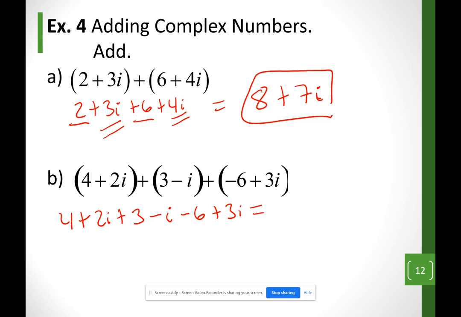Now let's take a look at the real part. Anything that does not have an i. So I have 4 plus 3 minus 6. Now 4 plus 3 minus 6 is 1. Now let's take a look at the imaginary part. Everything with an i. 2 minus 1 plus 3. That should give me positive 4i. Don't think there's a catch to this. It's really this simple.